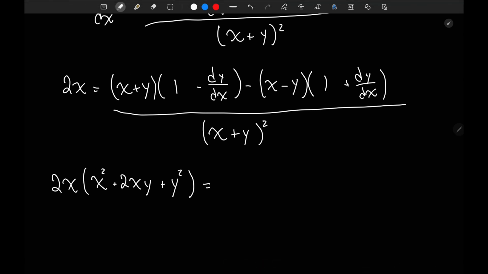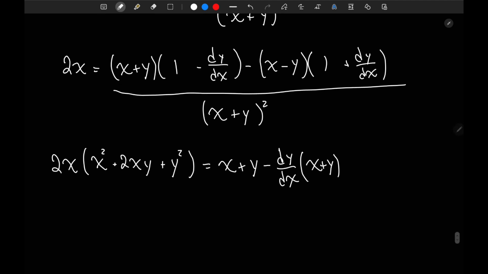And now we can start foiling this in here. And so I'm going to write this one. I'm going to take this x plus y, multiply it by the 1. So I will have x plus y, and then I'm going to have minus dy by dx, which is going to be multiplied by that x plus y as well. And I'm just going to keep it like that because we're going to have to factor out the dy dx in a bit.